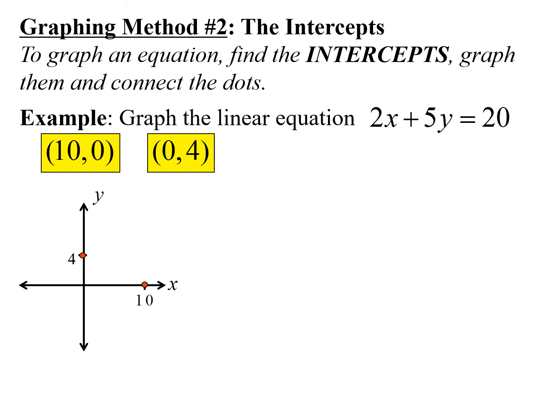Here I'm going to take my ruler, line up the 2 points, and draw a line between. Remember that lines do go on forever, so I want to extend it past the intercepts and draw arrows on either side.